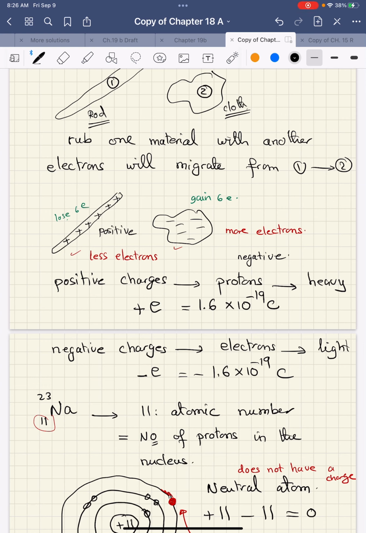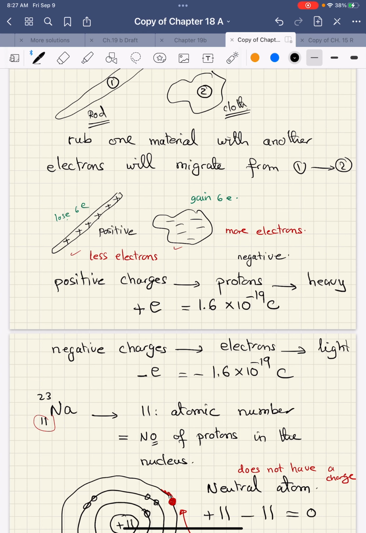Positive charges inside the atom are called protons. They are pretty heavy compared to the electrons, and one charge is 1.6 times 10 to the negative 19 coulomb. I also have electrons that revolve around the nucleus. They are negative charges, and they are super light compared with the protons. Each has a charge of negative e, which is negative 1.6 times 10 to the negative 19 coulombs.